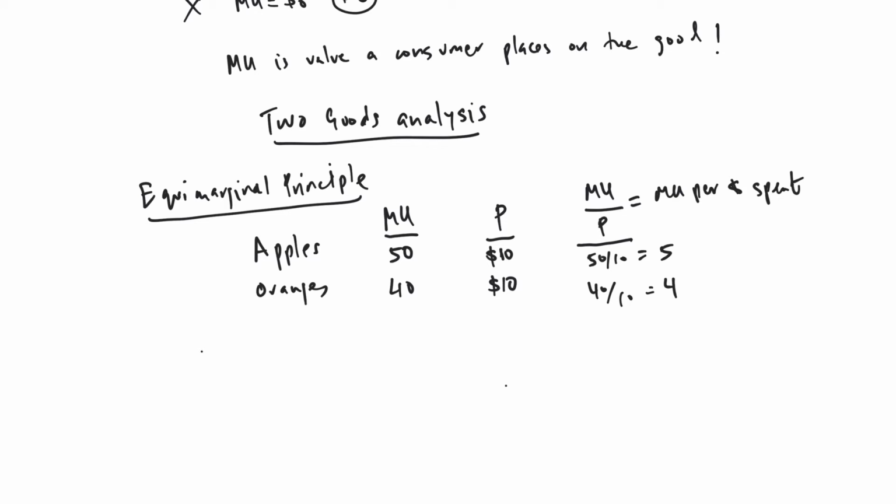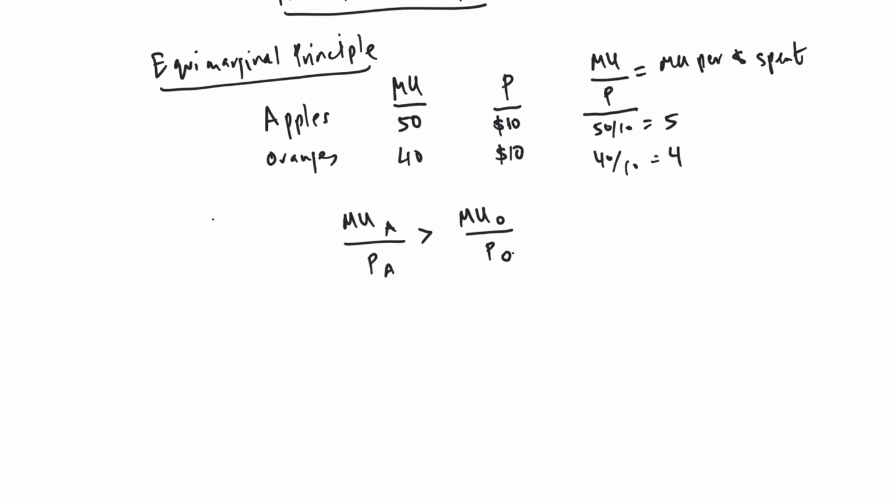So what I can say is this, that for you, every time you spend $1 on apples, you get 5 units of utility. But the same amount, $1 spent on oranges, you get 4 units of utility. Which one should you buy? Apples, because the marginal utility, that's an important example to understand, MU of A over price of A is greater than MU of O over price of O. Are you all with me?